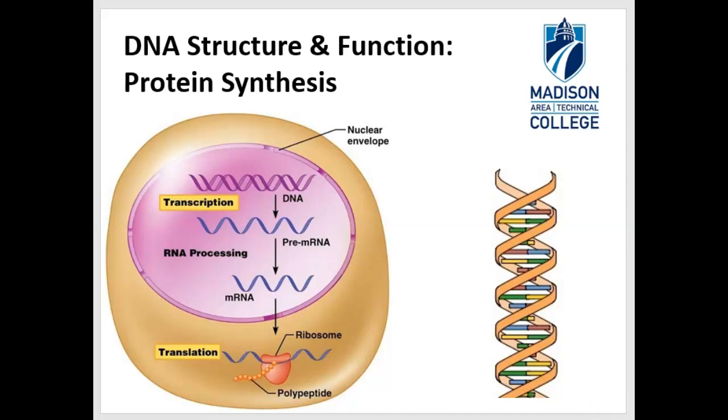Notice that the DNA is sequestered in the nucleus, but the ribosomes are located in the cytoplasm. Therefore, a copy of the DNA instructions in the form of RNA travels through the nuclear pores to the cytoplasm, where the ribosomes will synthesize proteins according to the DNA instructions.